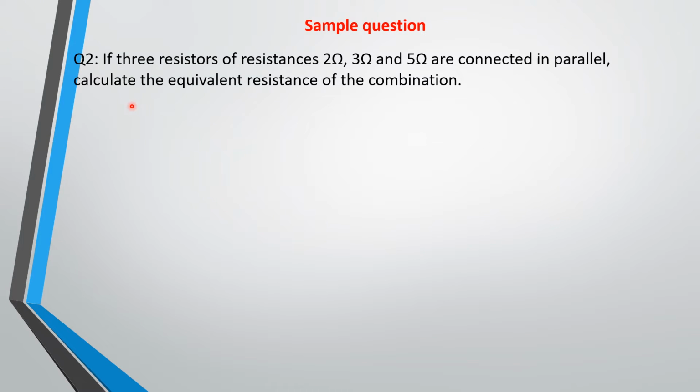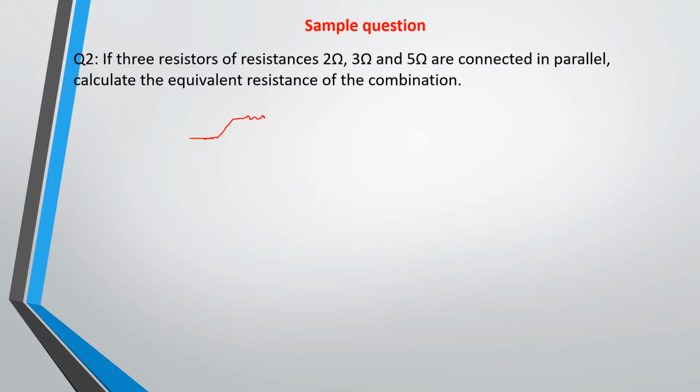Okay, so this question says that if three resistors of resistance 2 ohm, 3 ohm, and 5 ohm are connected in parallel, calculate the equivalent resistance of the combination. First of all, you draw the drawing. You can just draw it the way we drew the other one.